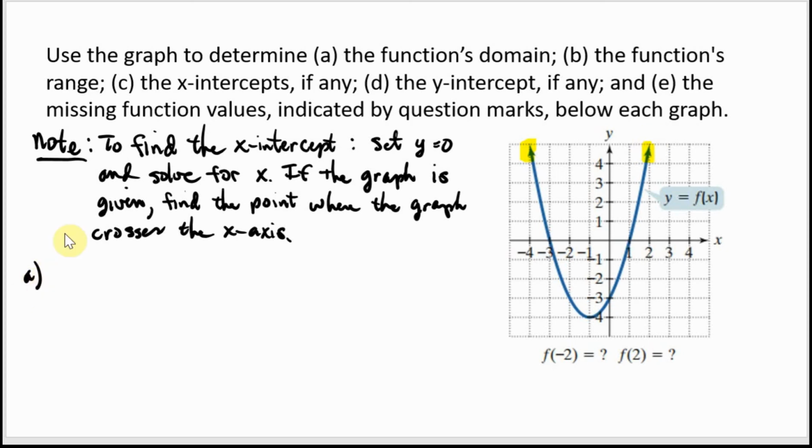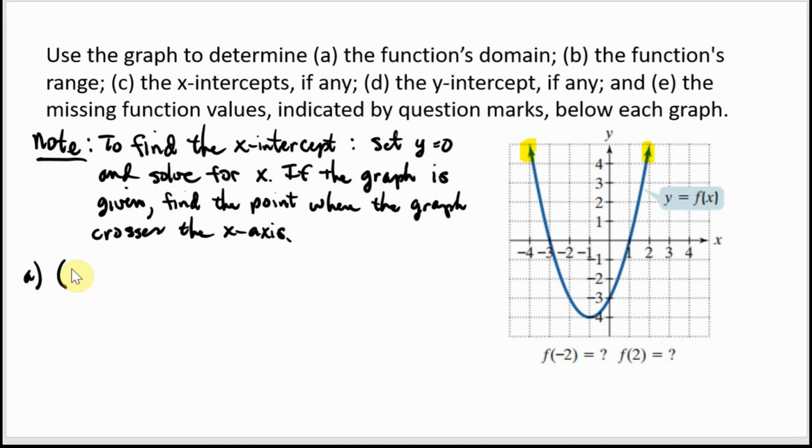For part A, what would the domain be for this graph? Infinity? Positive infinity? Negative? Okay, so say it again. Part A is the domain. The domain will be the x values that define the function.